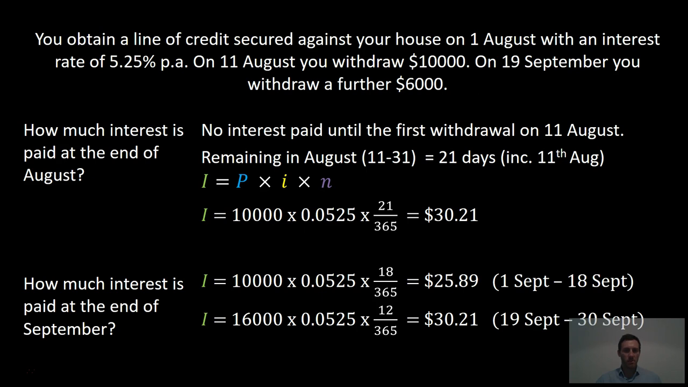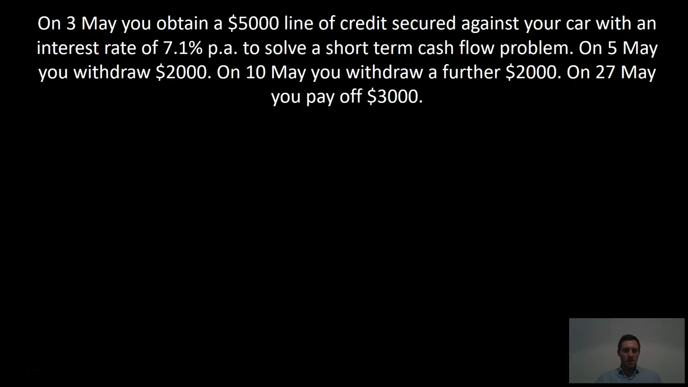We add that to the original amount. The interest rate is still 5.25% or 0.0525 converted to a decimal. And the interest is $30.21. The total interest for September is the $25.89 plus $30.21, and we get $53.51 for September. Let's look at another example.